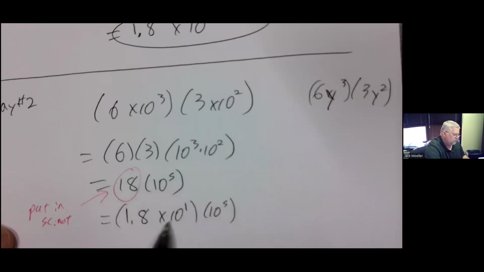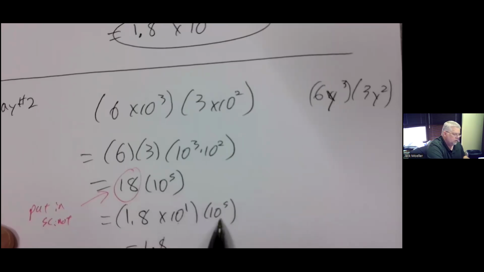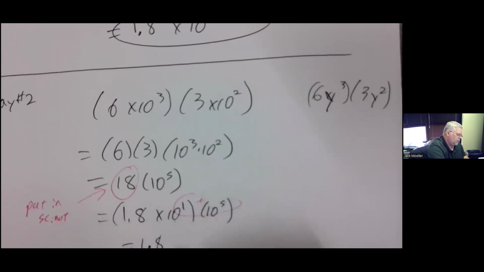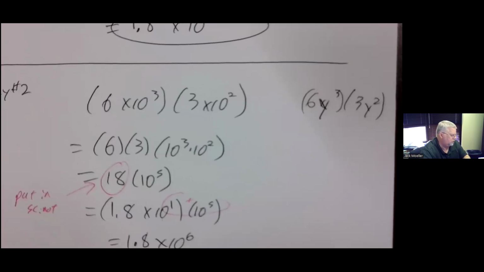And so now we have 1.8, and for the tens, we're multiplying 10 to the first times 10 to the 5th, so you add the exponents. It'll be 1.8 times 10 to the 6th. Why am I not getting the same answer on both of these? Can you tell me what I'm doing wrong on this?